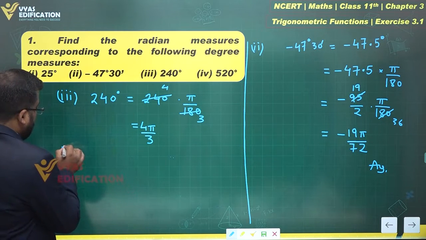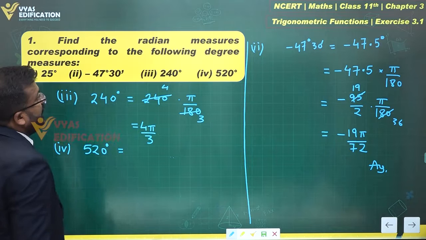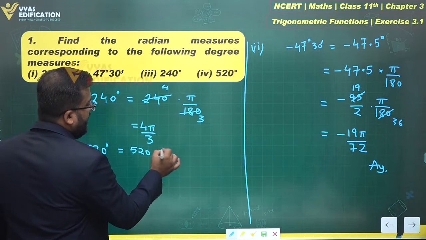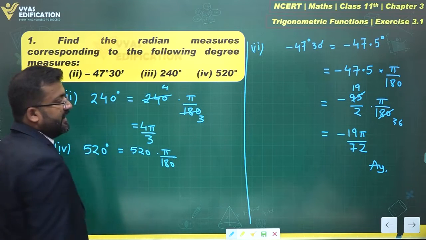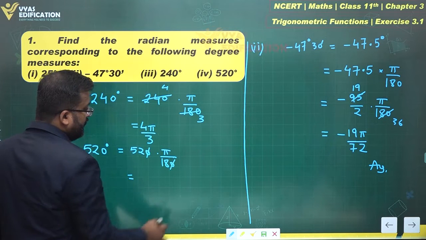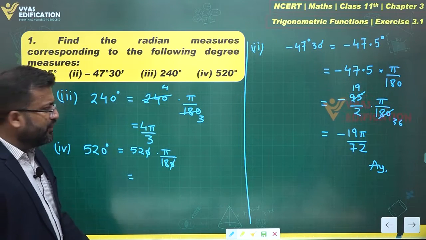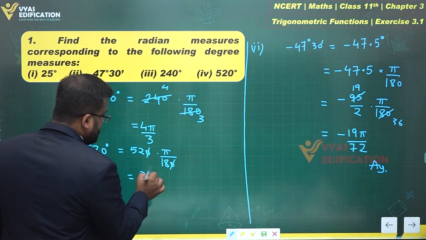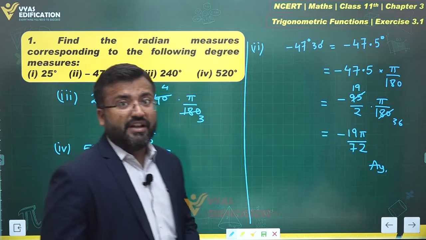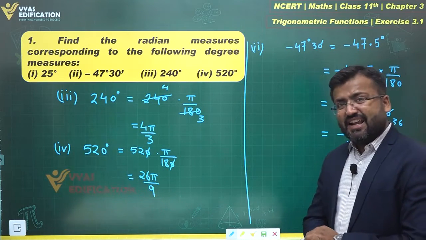What next? Fourth part. In the fourth part, you are asked to find 520 degrees. 520 degree is equal to what? 520 times pi by 180 radians, right? This is what you'll get. And what is this further equal to? Can we cancel anything? Yes, a factor of 2 at max, that's all. This is 26 pi upon 9 radians. And with reference to this question, that is enough for us.